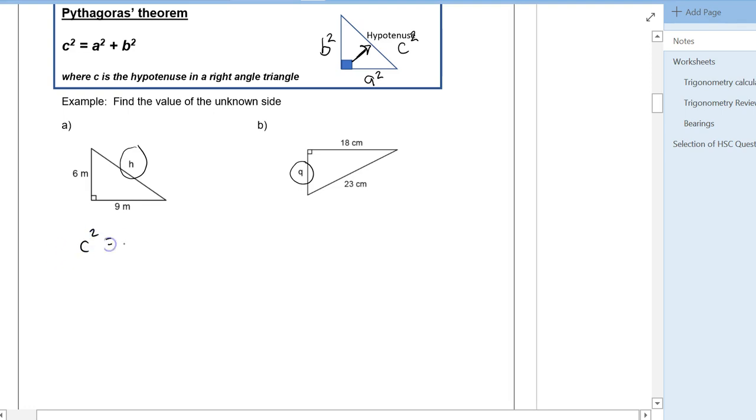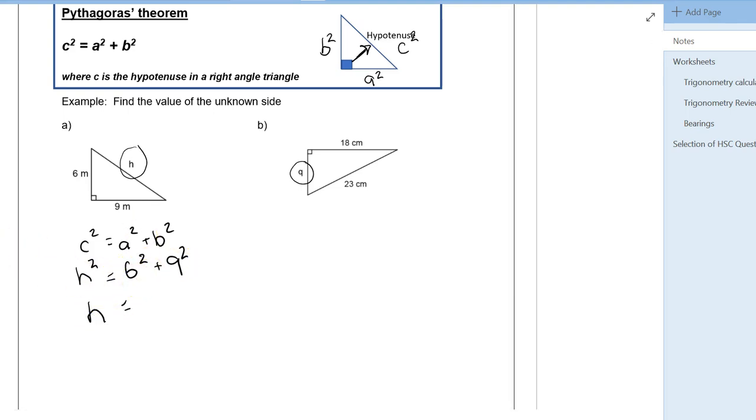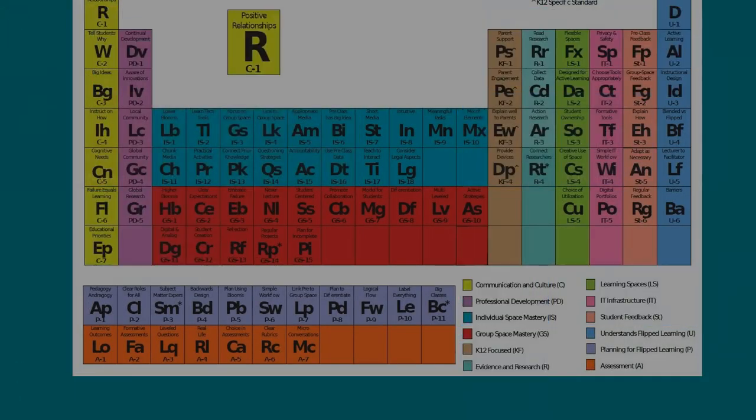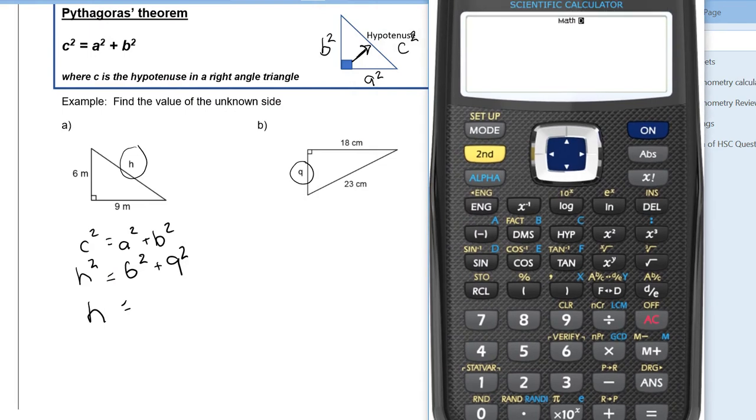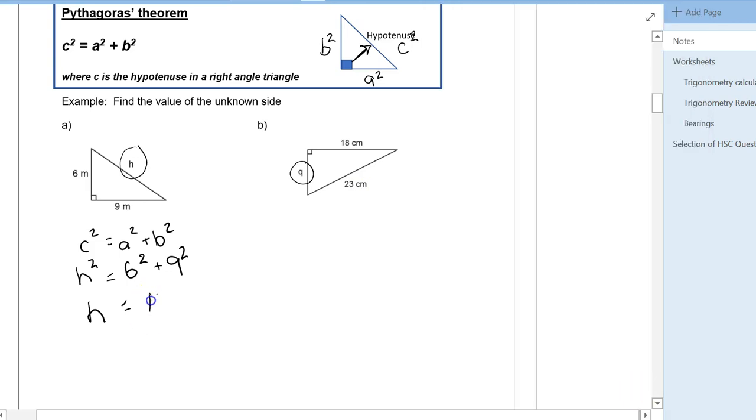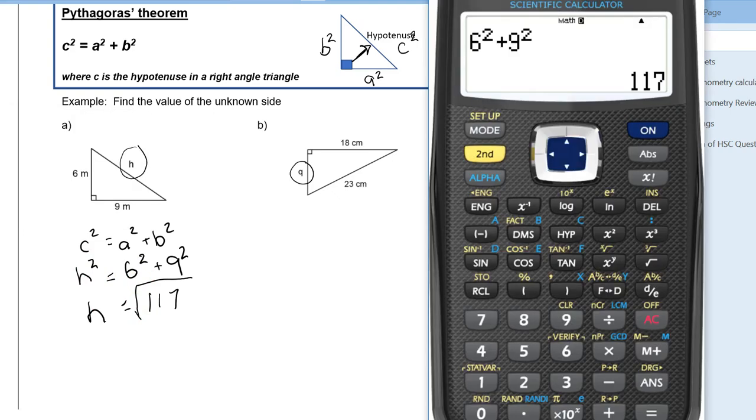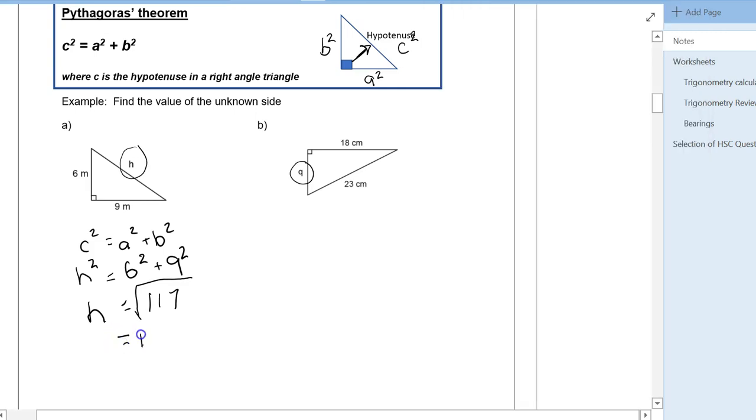So c squared equals a squared plus b squared. h squared equals 6 squared plus 9 squared. And when I put 6 squared plus 9 squared in my calculator, I get 117. But h is equal to the square root of 117, because don't forget, the opposite of squaring is square rooting, and I don't think that gives me a nice number, 10.8. So h is 10.8.